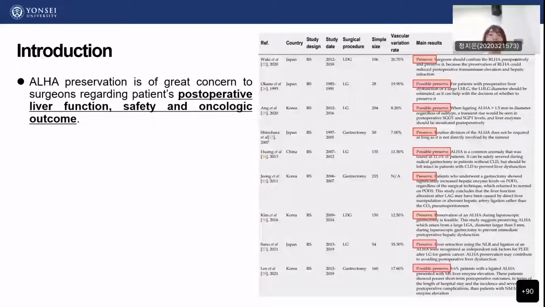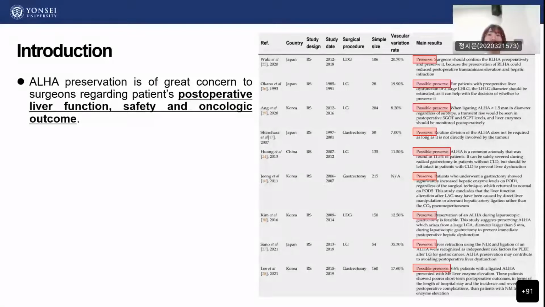There is still controversy regarding whether aberrant left hepatic artery should be ligated and whether liver dysfunction occurs when it is ligated. In the systematic review, in 5 studies, the researchers strongly recommended that preserving aberrant left hepatic artery could reduce postoperative complications. In the other 4 studies, the researchers reported that there was no significant difference in the change in liver function between the ligated group and the preserved group. But most studies recommend preserving aberrant left hepatic artery for protecting liver function.